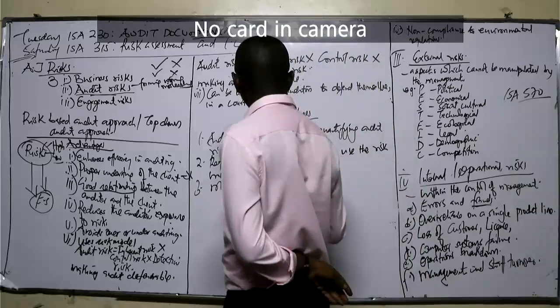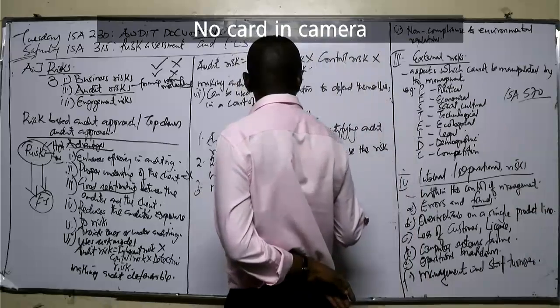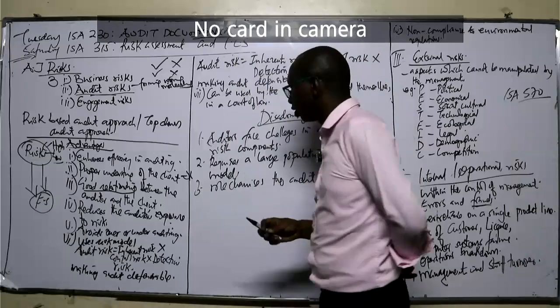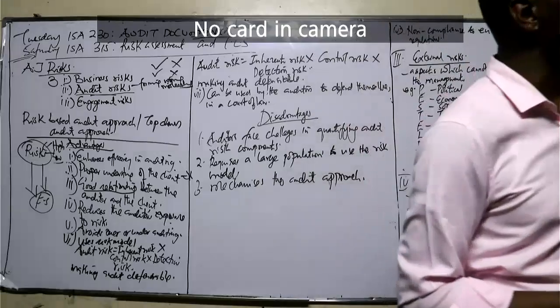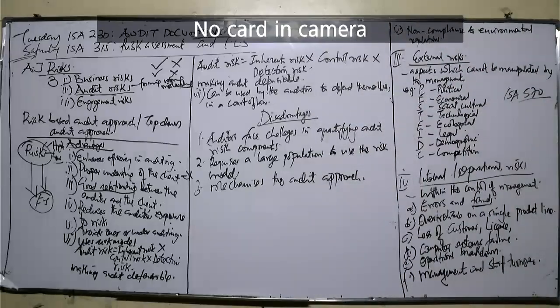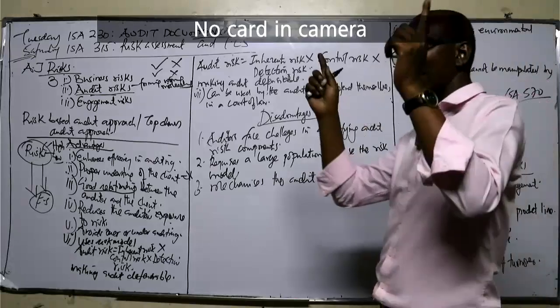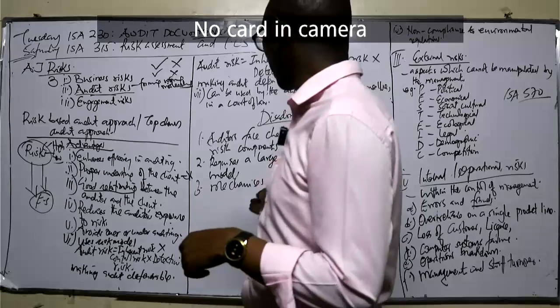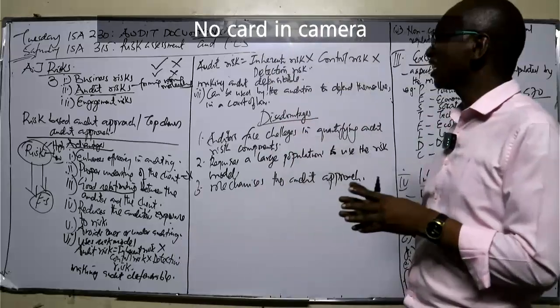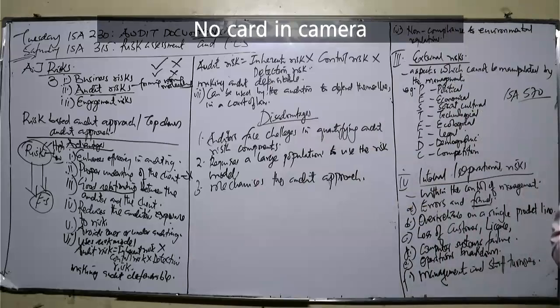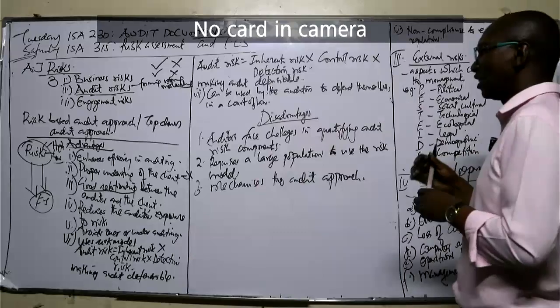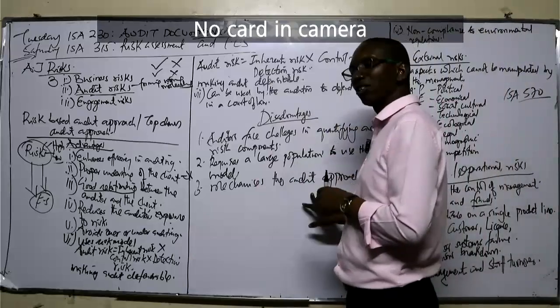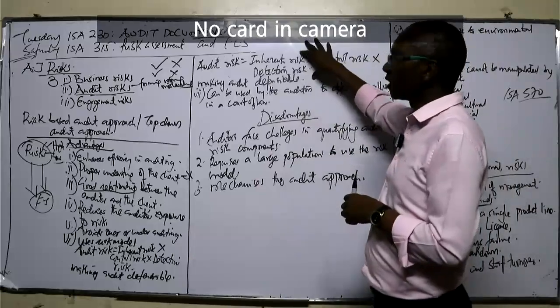Then number three, it mechanizes the audit approach. Those who have come across management as a subject, you discussed somebody known as Max Weber, who is the father of bureaucracy. Bureaucracy is characterized by lots of rules and regulations. Sometimes you refer to it as red tape type of management. And so are mathematical formulas. Auditors generally so much discourage use of mathematical formulas in auditing. They argue that auditing is not a mathematical discipline to be reduced to simple mathematical formulas.